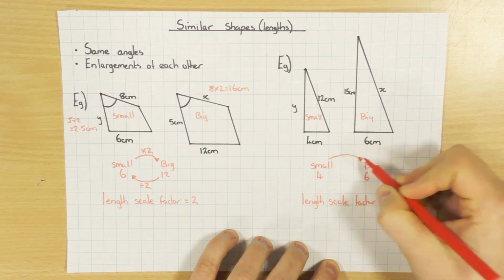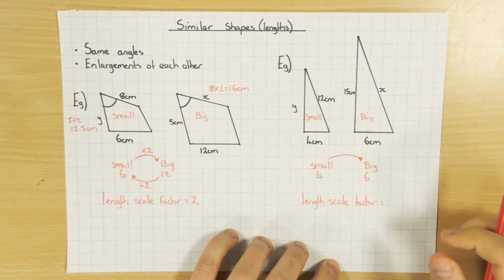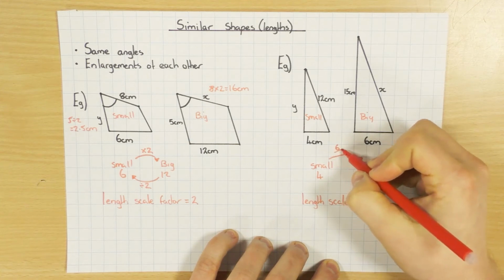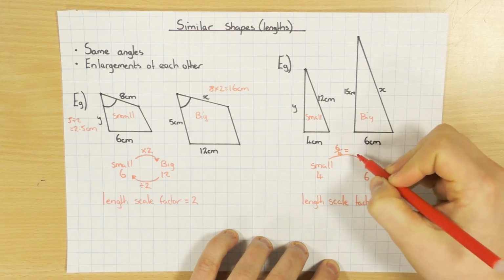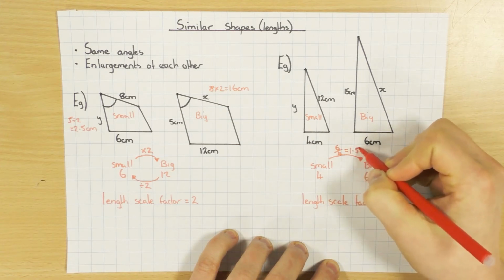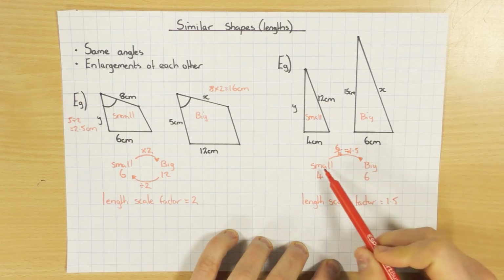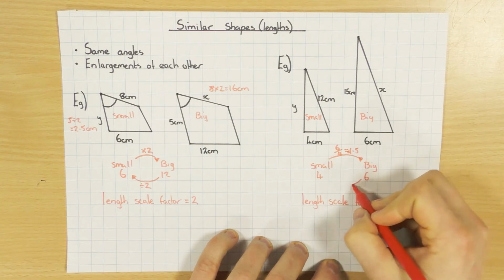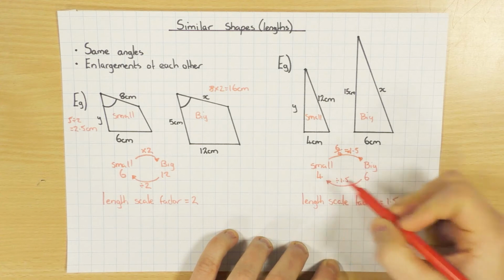How do I go from the small to the big? Now you might be able to spot that it's 1.5, but if you can't, the way to figure it out is to do the big one divided by the small one. So 6 divided by 4, which would be 3 over 2, which as I said is 1.5. So I times by 1.5, because that's the scale factor, to get it from small to big, and then I divide by 1.5 to go from big to small.